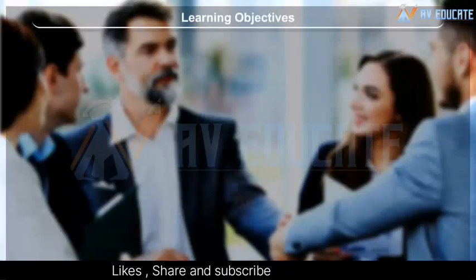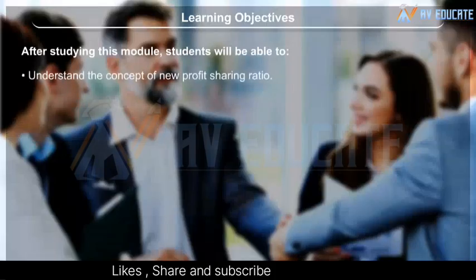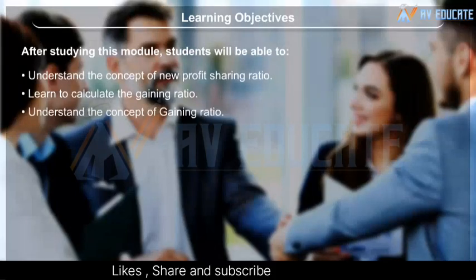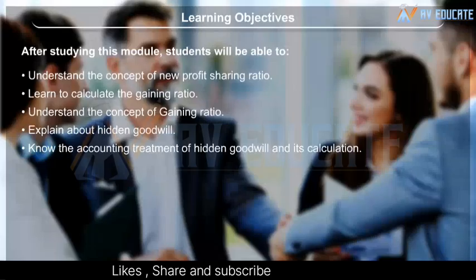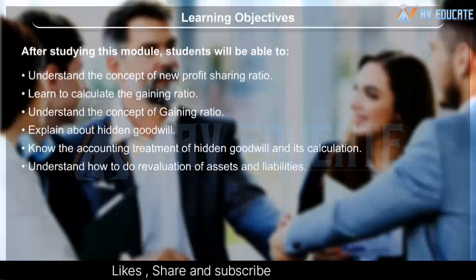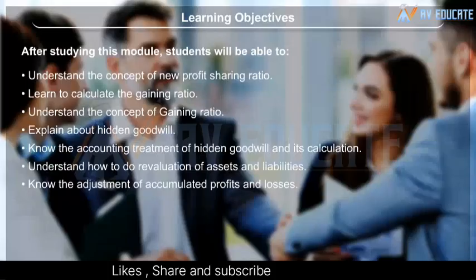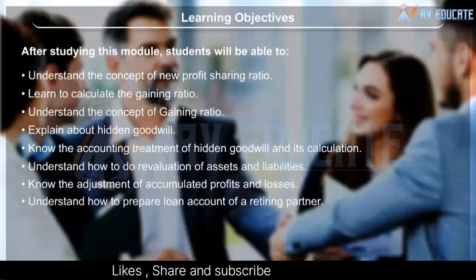Learning objectives. After studying this module, students will be able to understand the concept of new profit sharing ratio, learn to calculate the gaining ratio, understand the concept of gaining ratio, explain hidden goodwill, know the accounting treatment of hidden goodwill and its calculation, understand how to do revaluation of assets and liabilities, know the adjustment of accumulated profits and losses, understand how to prepare the loan account of a retiring partner, and prepare the balance sheet of a reconstituted firm.